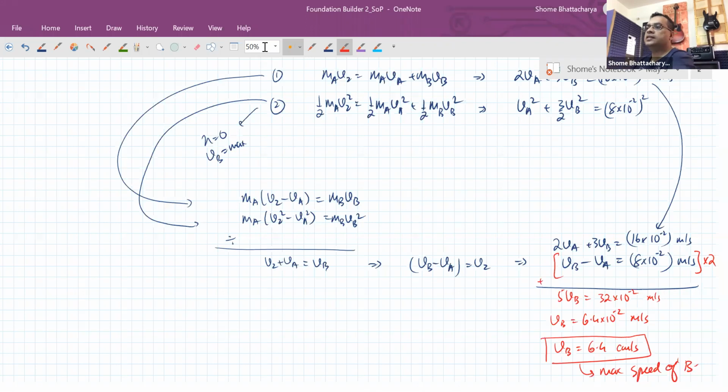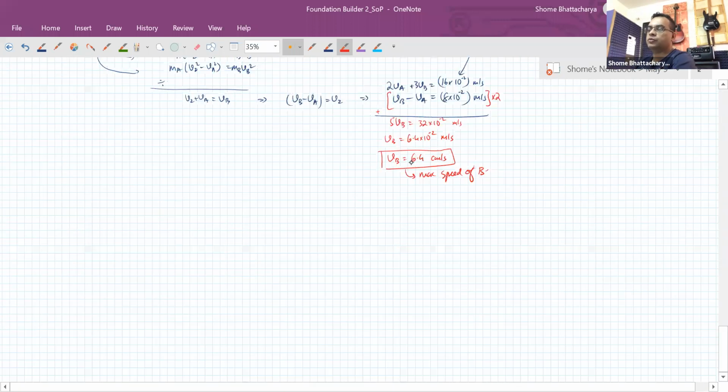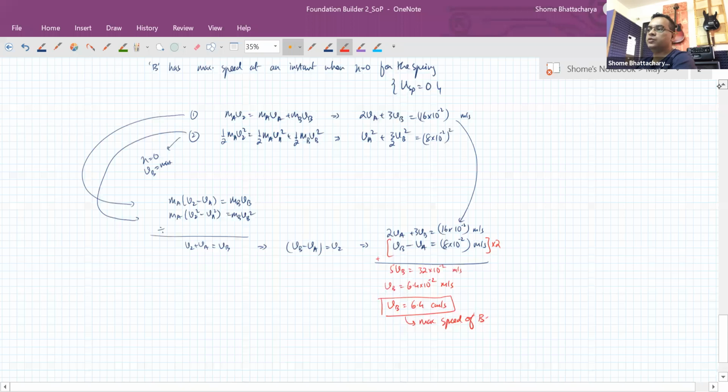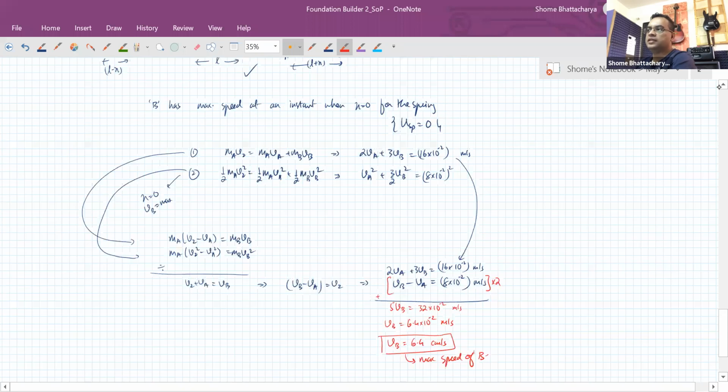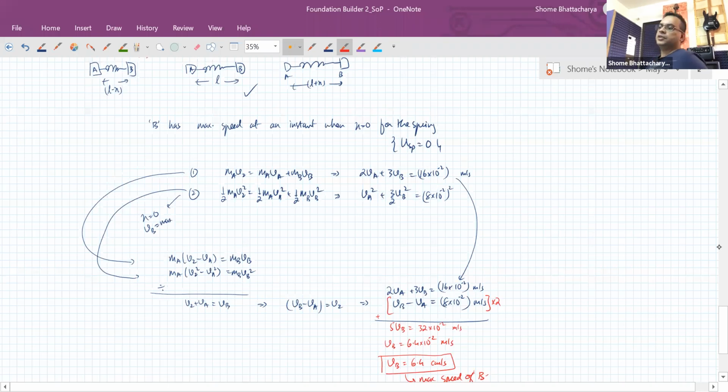Okay. And again, that maximum speed will just exist for an instant, because after that, again, the spring extends, so B starts to decelerate. So actually the spring oscillates from compression to extension, and back like that. And as it oscillates, the speeds of A and B are continuously increasing and decreasing. But at the instant when B is having maximum speed, the spring will be at natural length, and the speed of B at that moment will be 6.4 into 10 raised to minus 2 meters per second, or 6.4 centimeters per second.